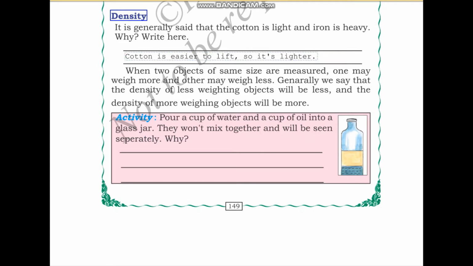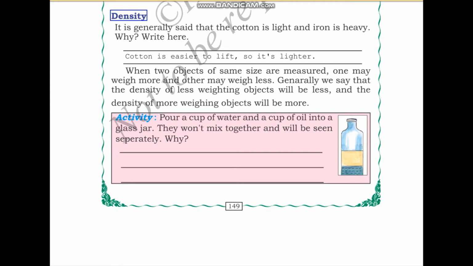When two objects of the same size are measured, one may weigh more and the other may weigh less. Similarly, if you take a handful of cotton and try to lift it, and a handful of iron and try to lift that, we can see that iron is heavier. So why is this the case? Both of them are the same size. Then why is iron heavier than cotton?